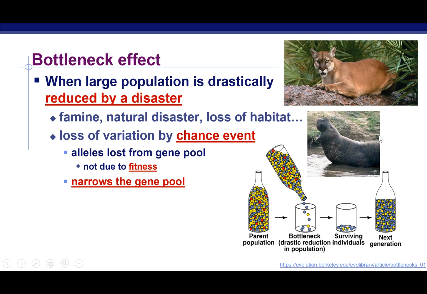So that's the story of the Florida panther. These are both examples of bottleneck effects. This one rebounded with less genetic variation. This one is looking like it may not rebound and may become extinct.